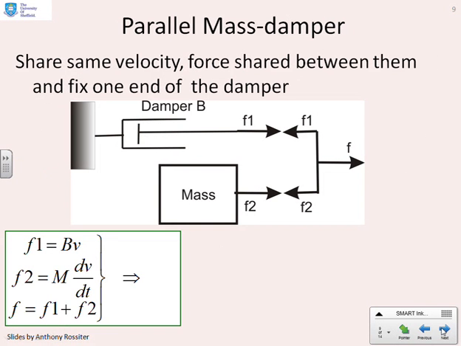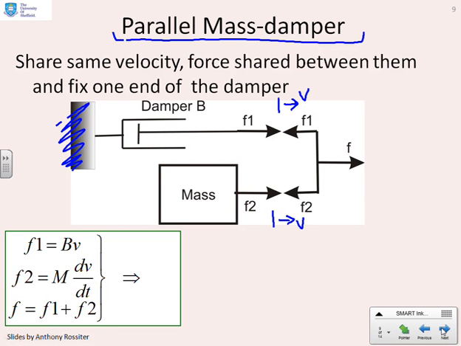Here's a simple example then of what would be a parallel arrangement. You'll see I've essentially put a wall here so the damper is fixed at one end. Now the reason I've done that is so that I can write that the damper is moving with velocity v, and the mass is moving with velocity v. You can see both the mass and the damper have the same velocity, which is one of the things we wanted for this parallel arrangement. We've also got this force balance. The force is divided between them both.